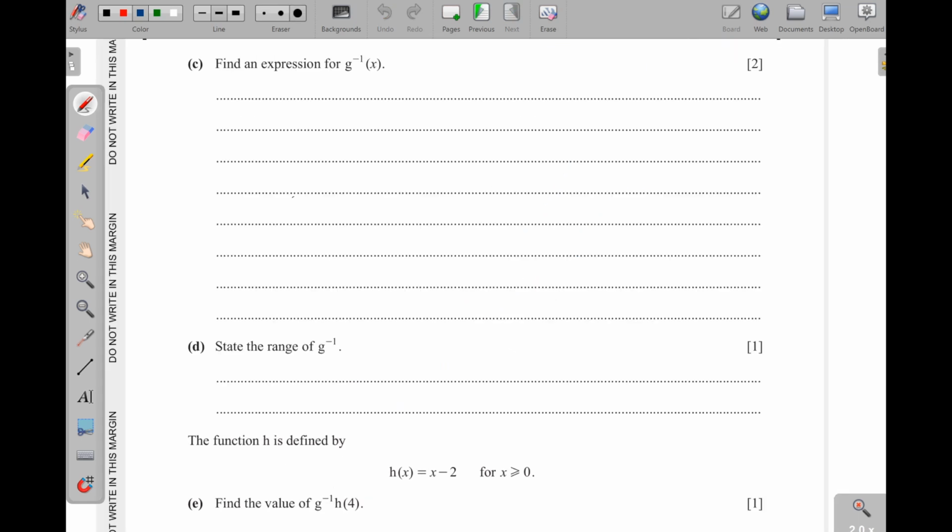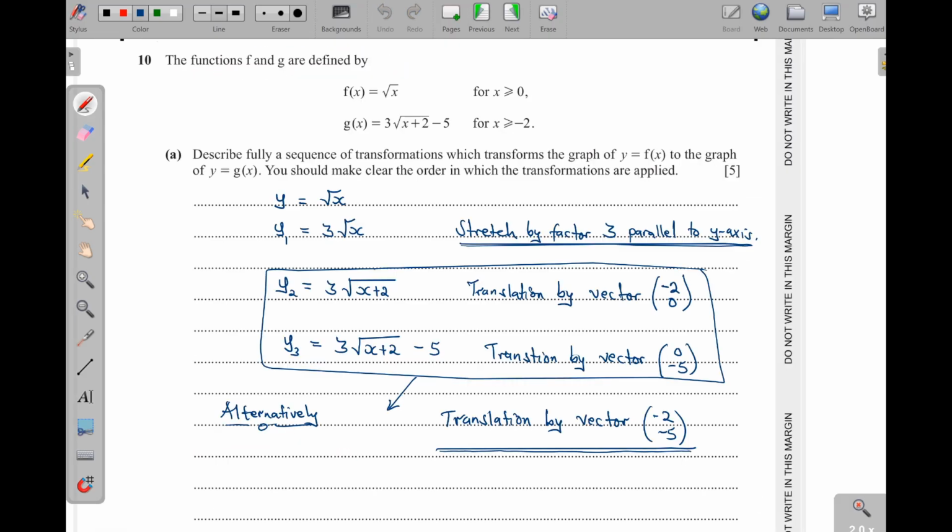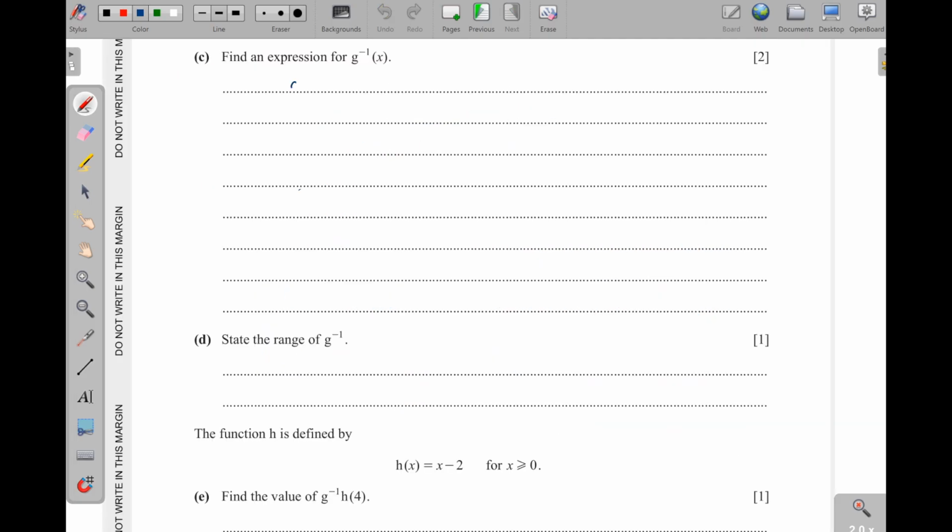Part C, find an expression for the inverse of g. When I come back here and check what is given, let g inverse of x be equal to y. That means if I take this g to the other side, then x will be equal to g of y. That is interchanging x and y. So our x here is going to be equal to, what is g of y? g of y is 3 root of x plus 2, but where there is x, I will put a y. Then there is a minus 5.